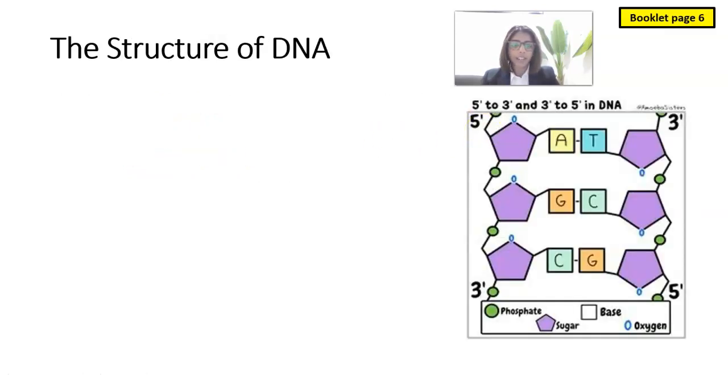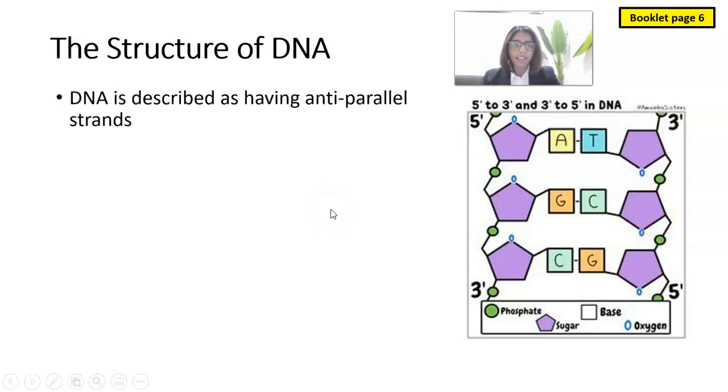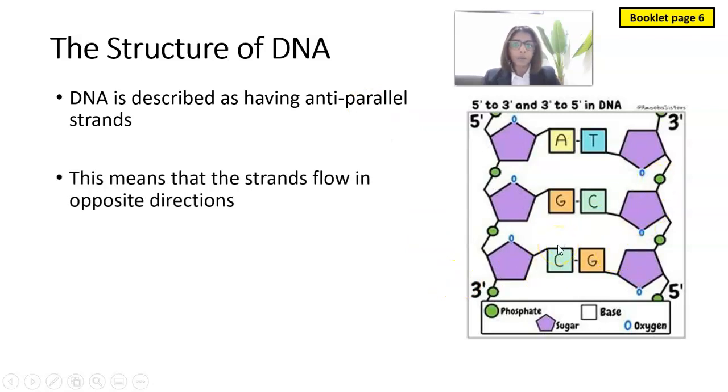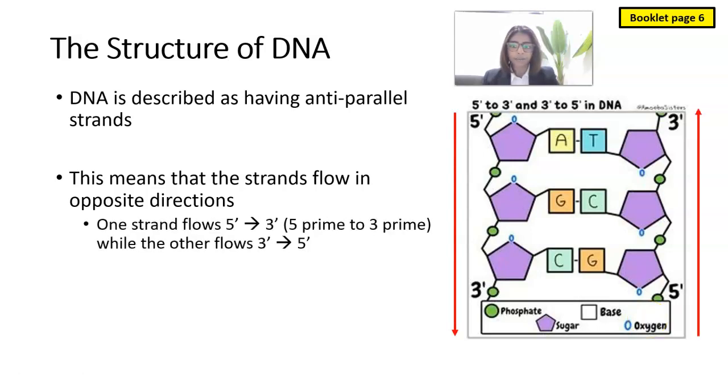Now, the structure of DNA, we've looked at this diagram before. You can see that it goes in two directions, and that is described as anti-parallel. So they're parallel to each other, but what you have is one strand flowing in one direction and the other strand flowing in the other. You can see that using those red arrows there.